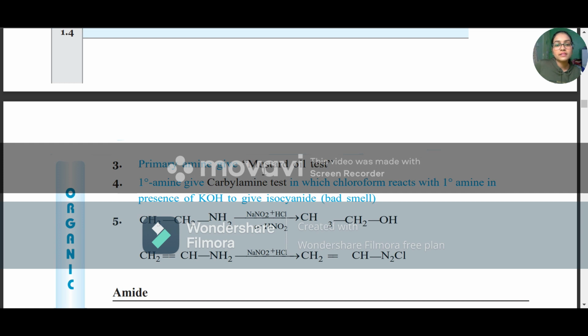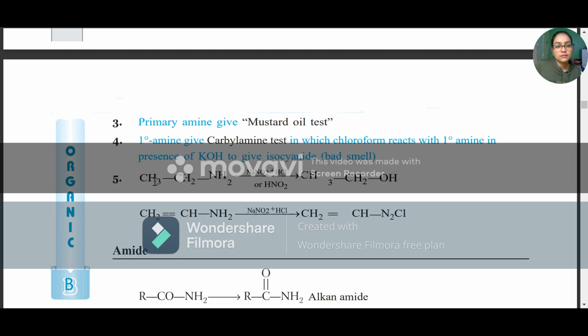Now primary amine gives the carbylamine test, in which chloroform reacts with primary amine in the presence of KOH to give isocyanide, which is a foul smelling or bad smelling compound. This is an amine which is reacting with NaNO2 plus HCl or HNO2. This gives an alcohol. When a double bond is there, this gives N2Cl, that is diazonium salt.